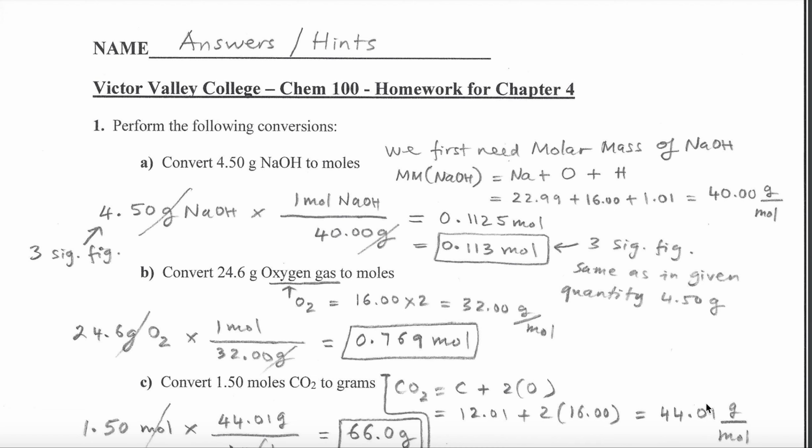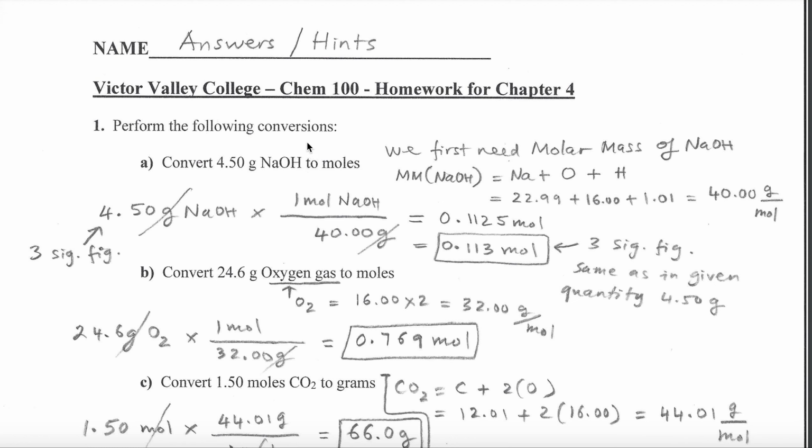Here's Chapter 4. The first foundation skill is to be able to convert grams of a substance to moles, or moles to grams. For example, if we're given 4.50 grams of sodium hydroxide to convert to moles, it's like you're given 24 eggs and asked to convert to how many dozens. Kind of like that. So we need a conversion factor.